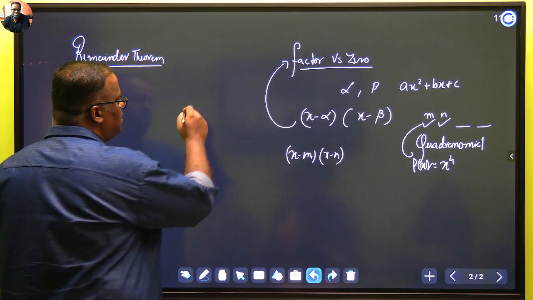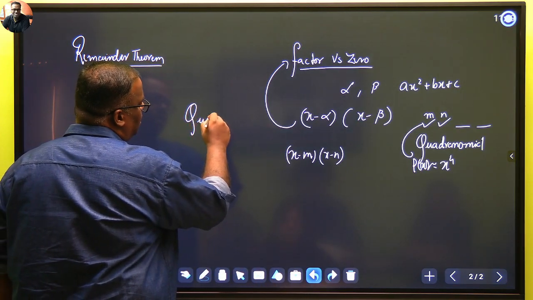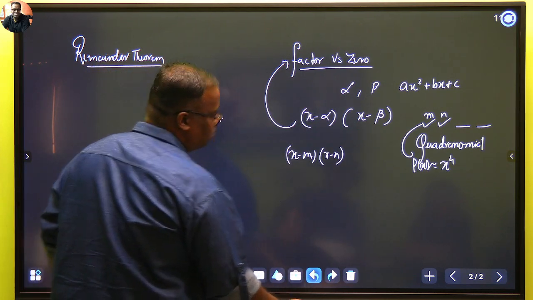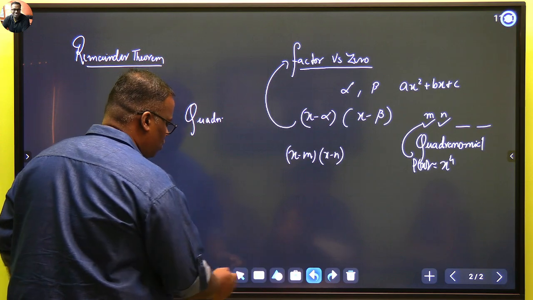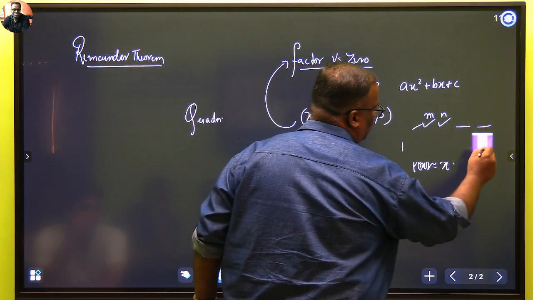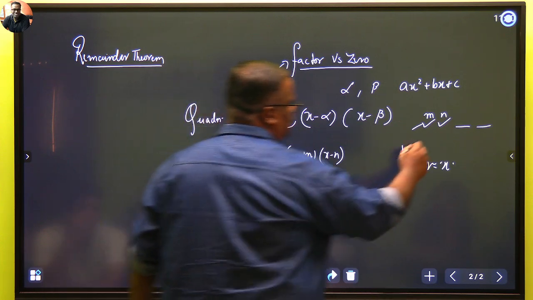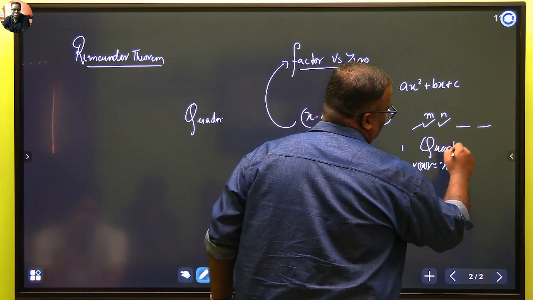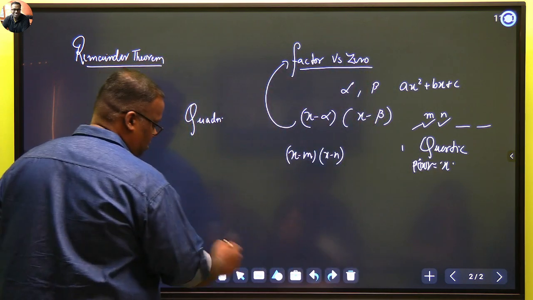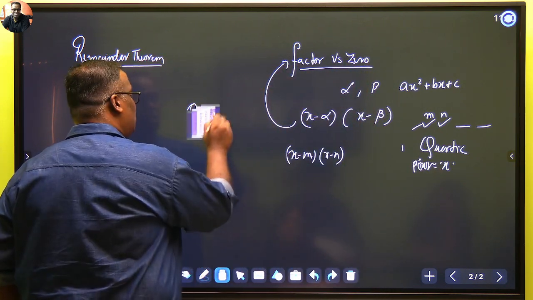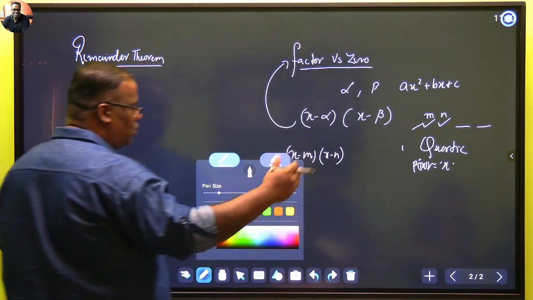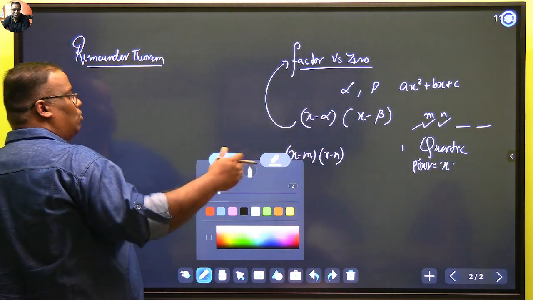Now just imagine I have a quad. This is not quadrinomial. My brain has gone for a toss. This is quartic polynomial. This is quartic, okay? Quartic. Quadrinomial means 4 terms. Nobody is correcting me also. That means you all also have forgotten. Quadrinomial means polynomial with many terms: trinomial 3, binomial 2, quadrinomial 4.